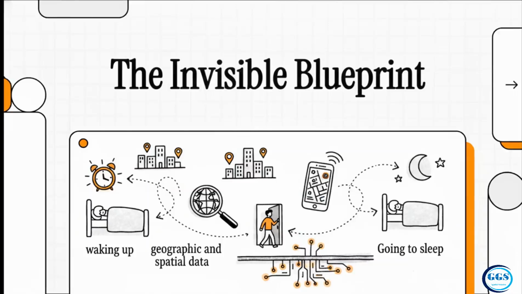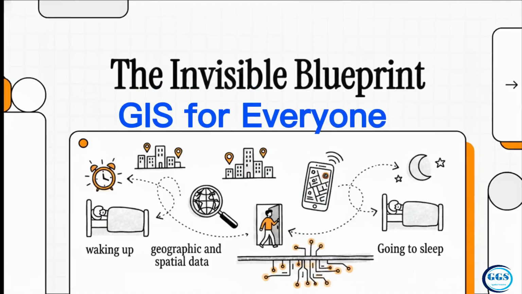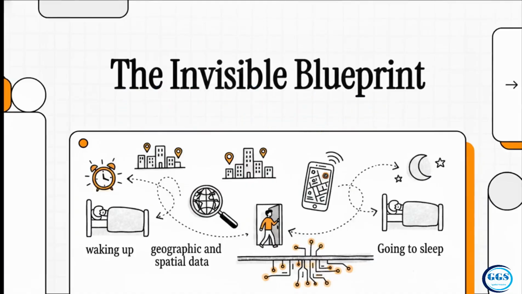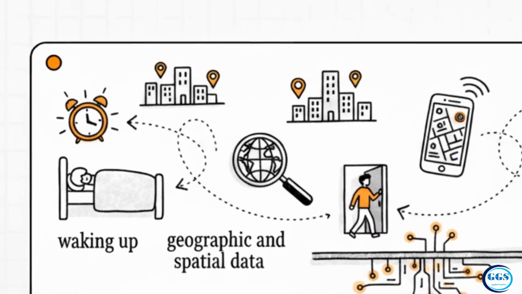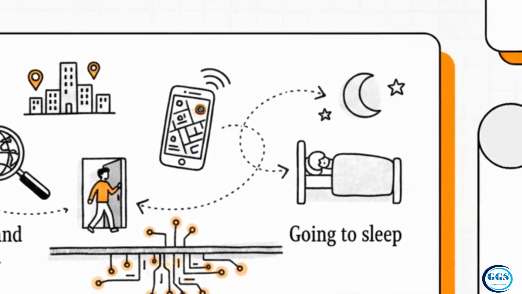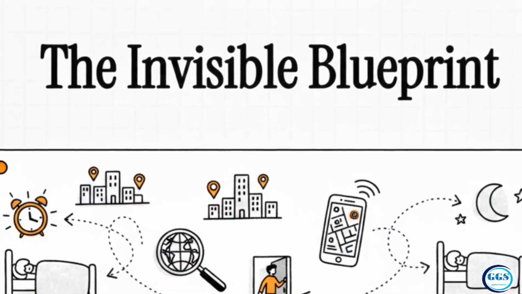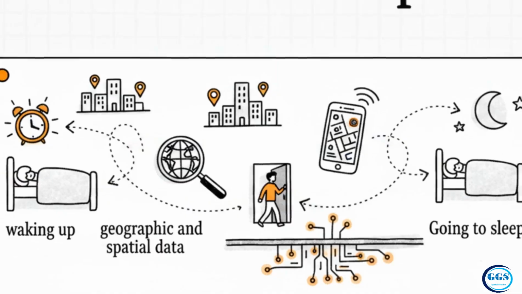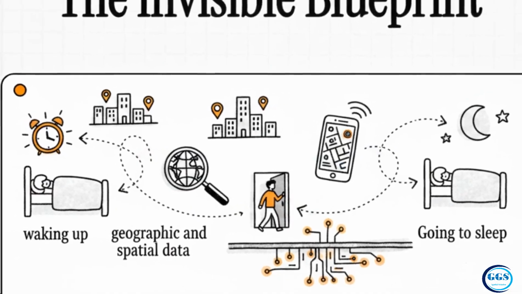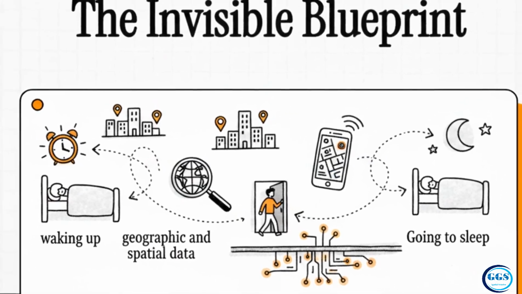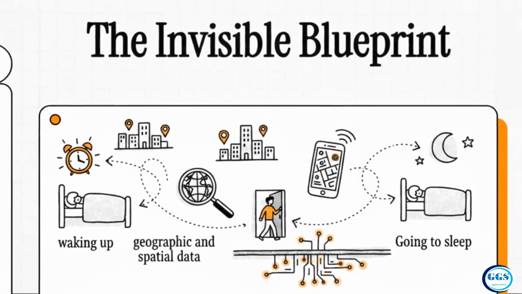Welcome to the Explainer. Right now, I want you to just take a second and look around. We're going to be thinking about the invisible data systems that are literally running our everyday lives. From the exact moment you wake up to the second your head hits the pillow, you are interacting with this unseen, highly complex blueprint of geographic and spatial data. It dictates how our entire modern world operates, it's happening right under our noses, and honestly, it is absolutely fascinating.